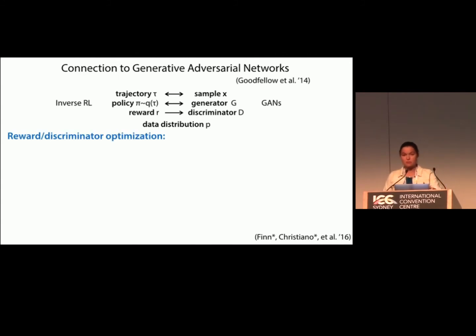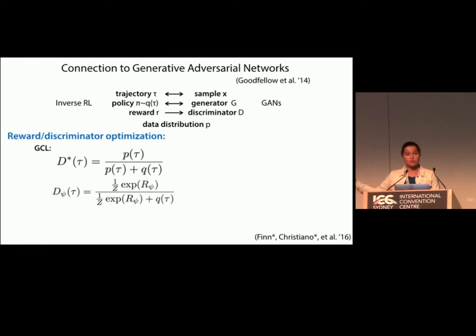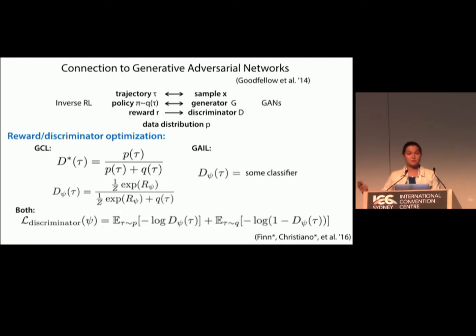So first, let's look at the optimization for the reward function or the discriminator. In the guided cost learning algorithm, the discriminator is actually going to take a special form. For a discriminator that's trying to output the probability that a sample came from the data, the optimal discriminator will be the ratio between P over P plus Q. And we're using an energy-based model that uses a Boltzmann distribution to represent P. So we're just going to replace P with the exponential of the reward function. In generative adversarial imitation learning, instead of using the special form of discriminator, they just have D be some classifier, just like in the typical GAN setting. And then the objective for both of these methods, as well as for GANs, is this objective right here.